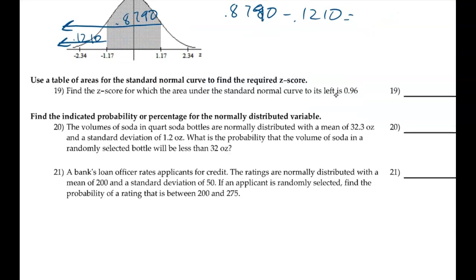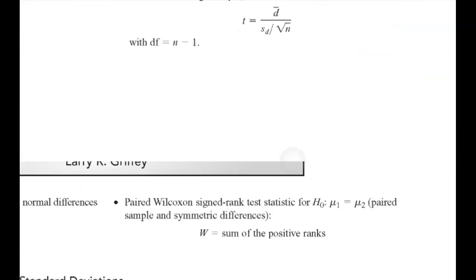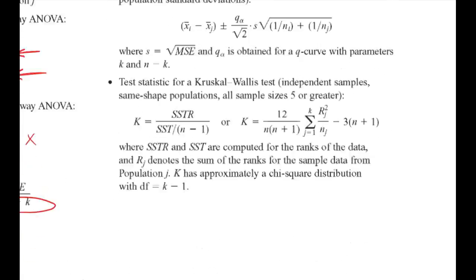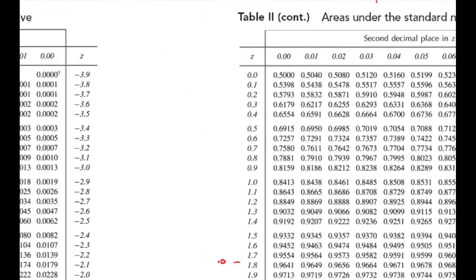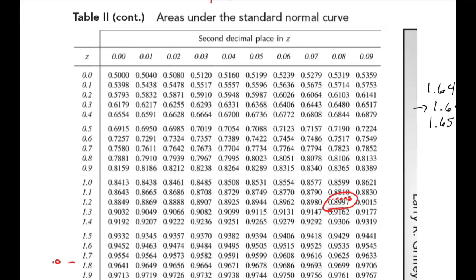Okay. Find the z-score for which the area under the standard normal curve to the left is 0.96. Draw it. All right, you want the area to its left. Well, that would be a lot, so it's got to be out here somewhere. 0.96 is covering almost the whole curve, because the whole curve is 1. So I go to my normal distribution, 0.96.